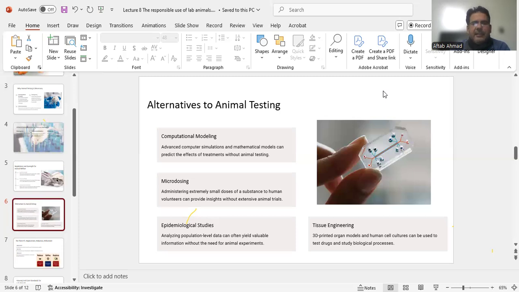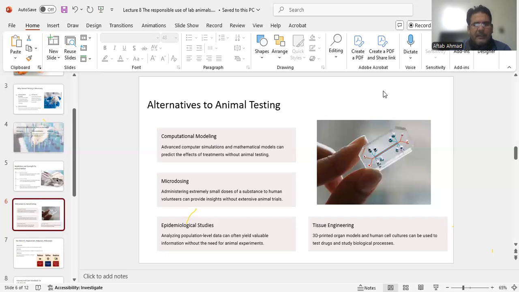And even now we can have single cell analysis. So we put some drug on the skin cells and see if there is some change to the skin cells or not. So now there are a lot of advancements, and this is also called microdosing: we can use a very small quantity and see whether it has some effect or not.